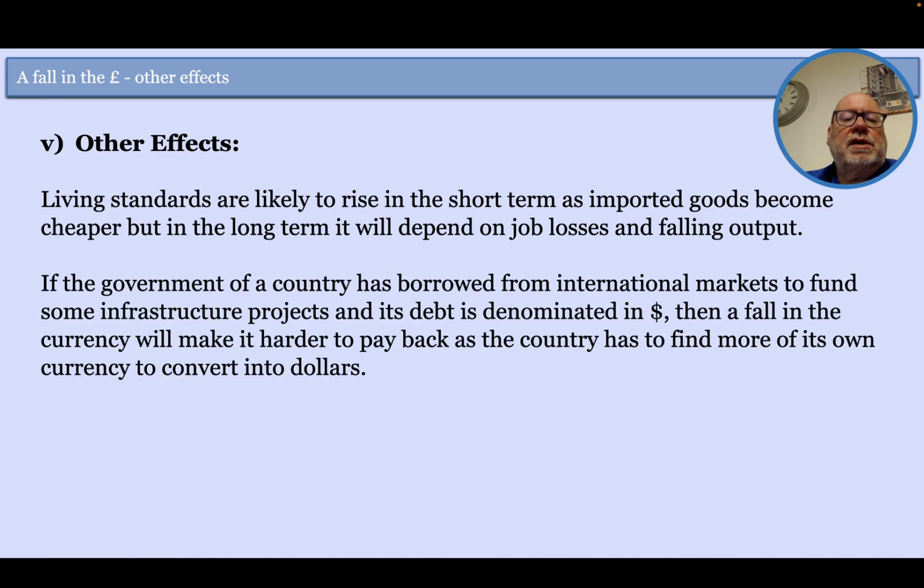Big one though is this, that if a government of a country has borrowed in international markets to fund infrastructure, then the debt is going to be denominated in dollars. So a lot of countries like Sri Lanka at the moment have got a lot of dollar debt. And if the currency goes down in value, they need to find more of their currency to buy those dollars, to get those dollars. Okay, and so therefore that's going to be difficult for them.